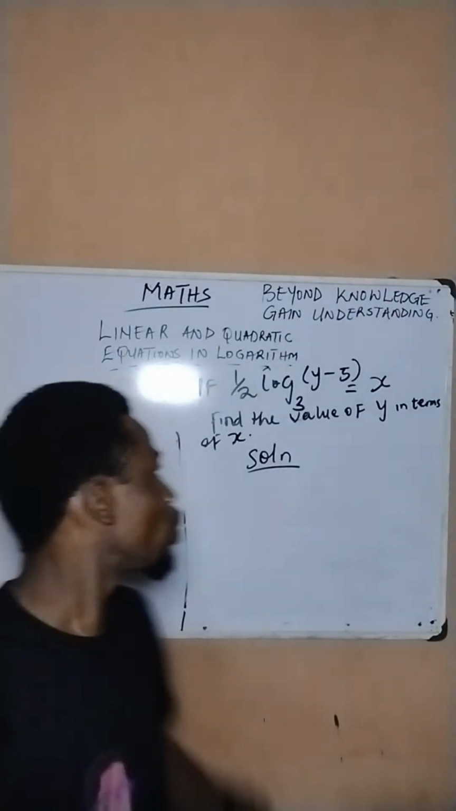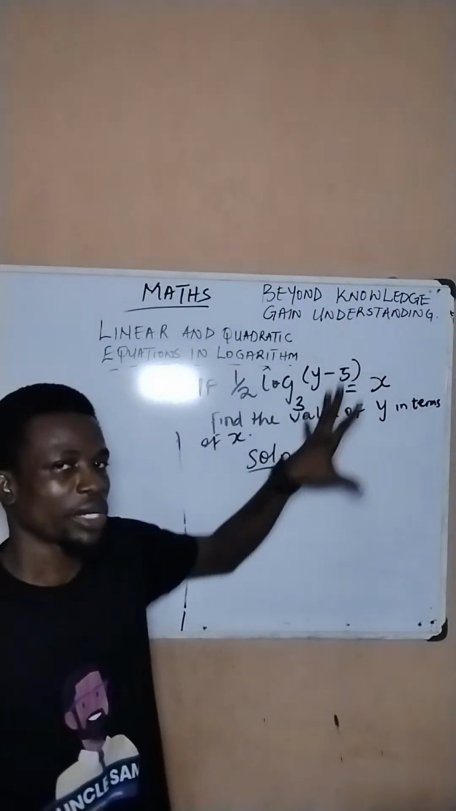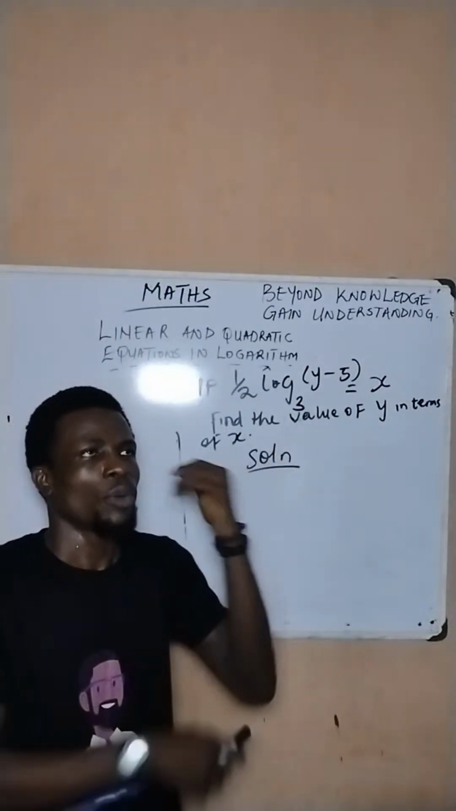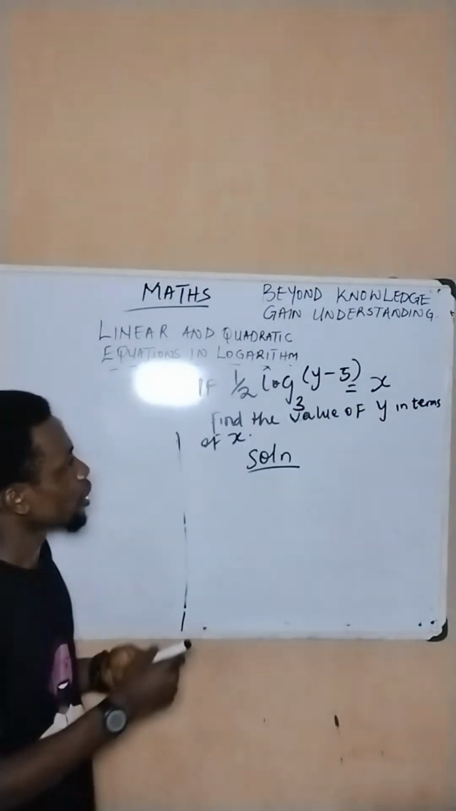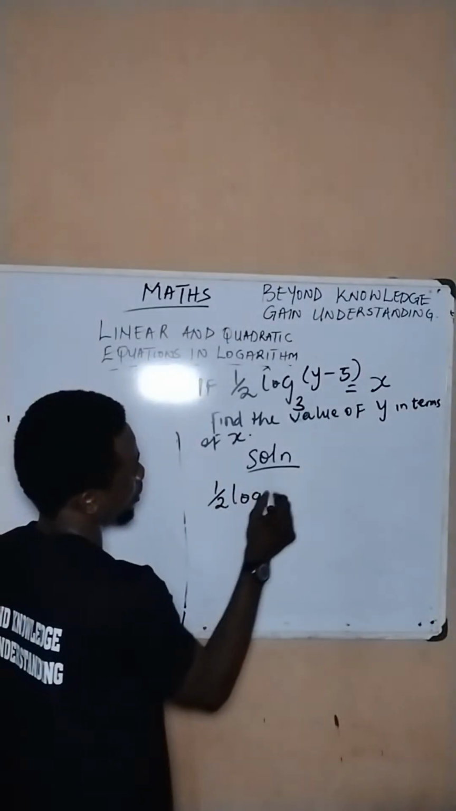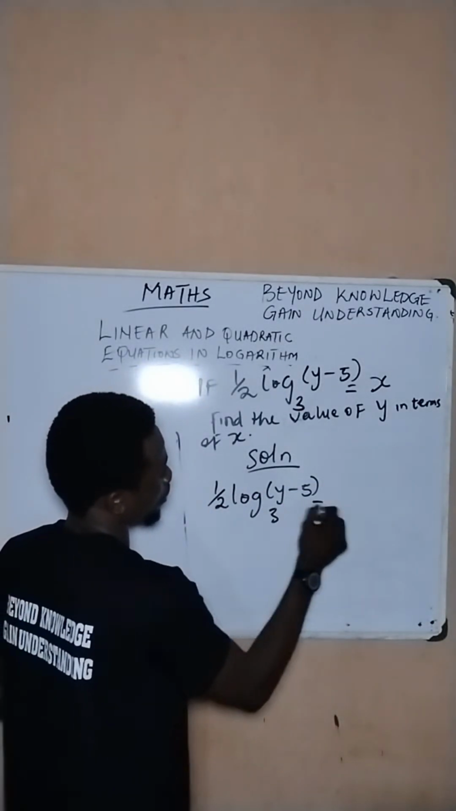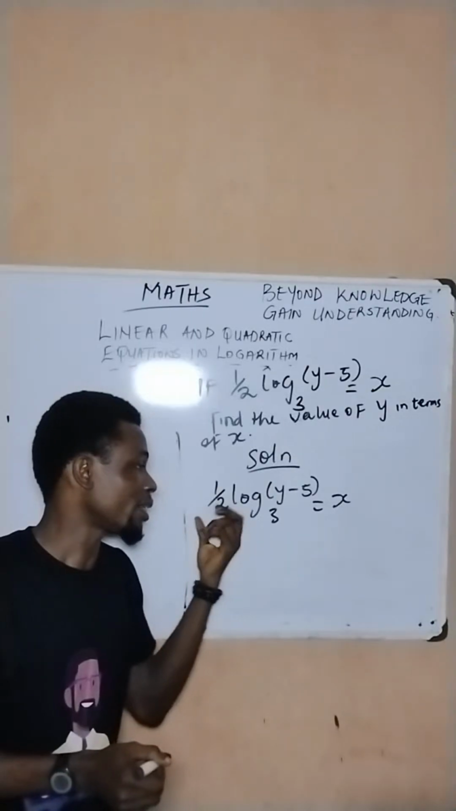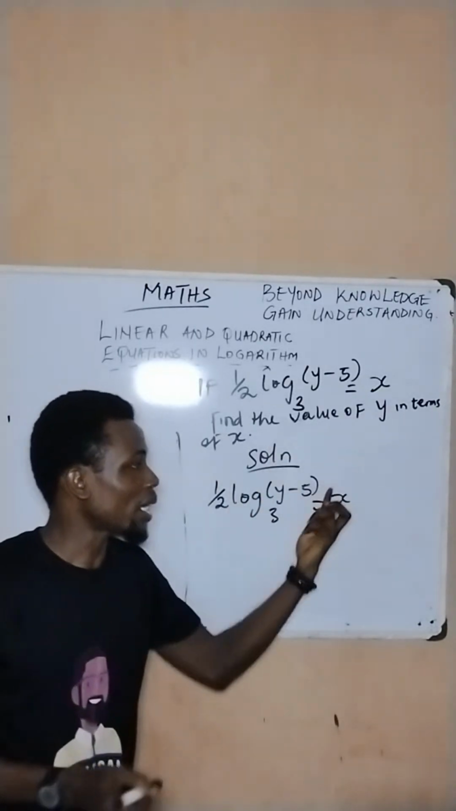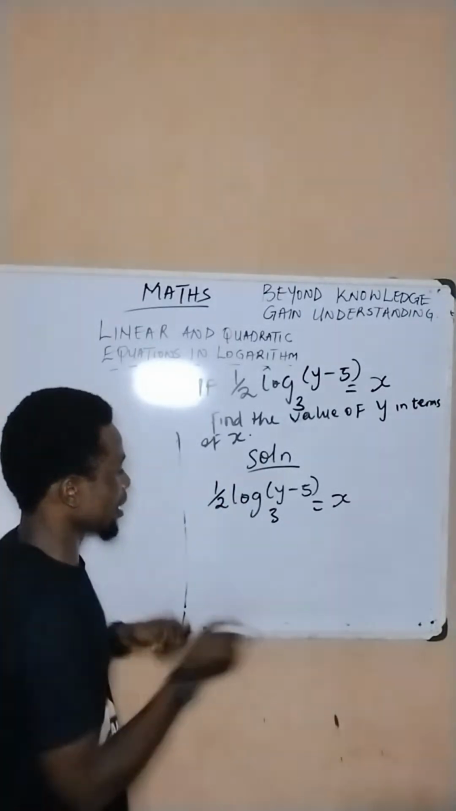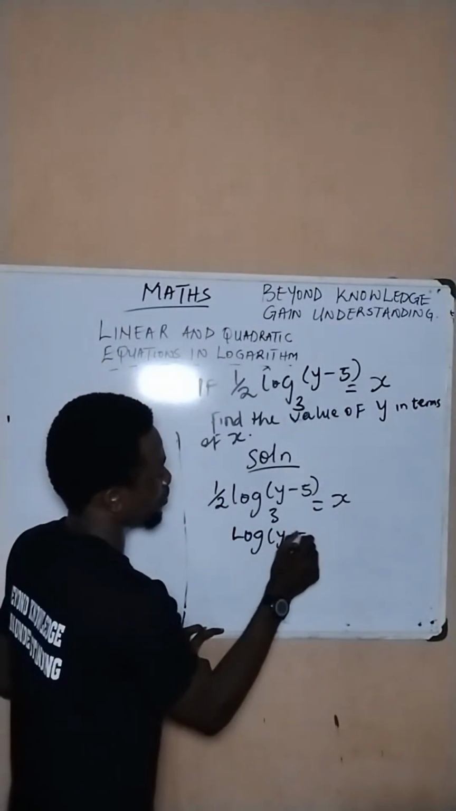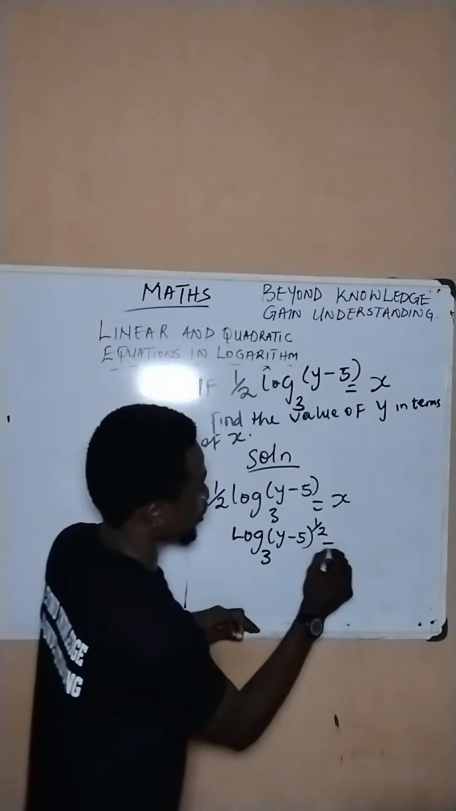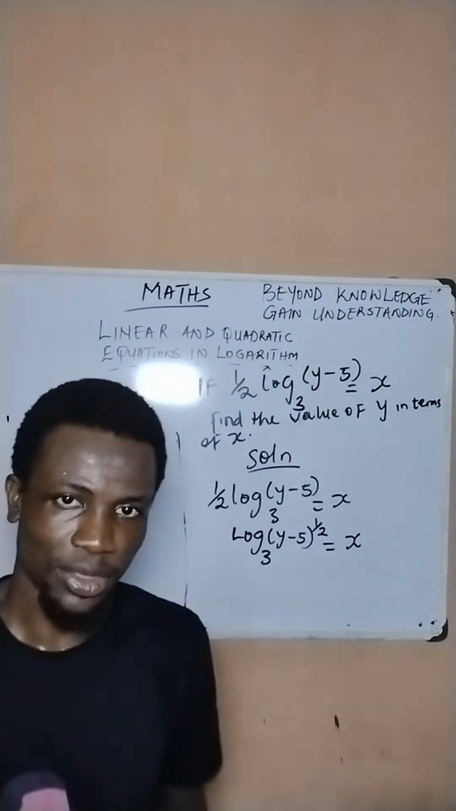If 1/2 log of y minus 5 to the base of 3 is equal to x, what is the value of y? Well, what are the things that we could do in this particular question? Let me write it down. 1/2 log of y minus 5 to the base of 3 equals x. And one thing I know is whenever there is a coefficient to the log, a number or any value close to the log, that value is the same as a power of the log. So if I push this 1/2, it's the same as saying the log of y minus 5 raised to the power of 1/2 to the base of 3 is equal to x. Yes, this is what it simply means.